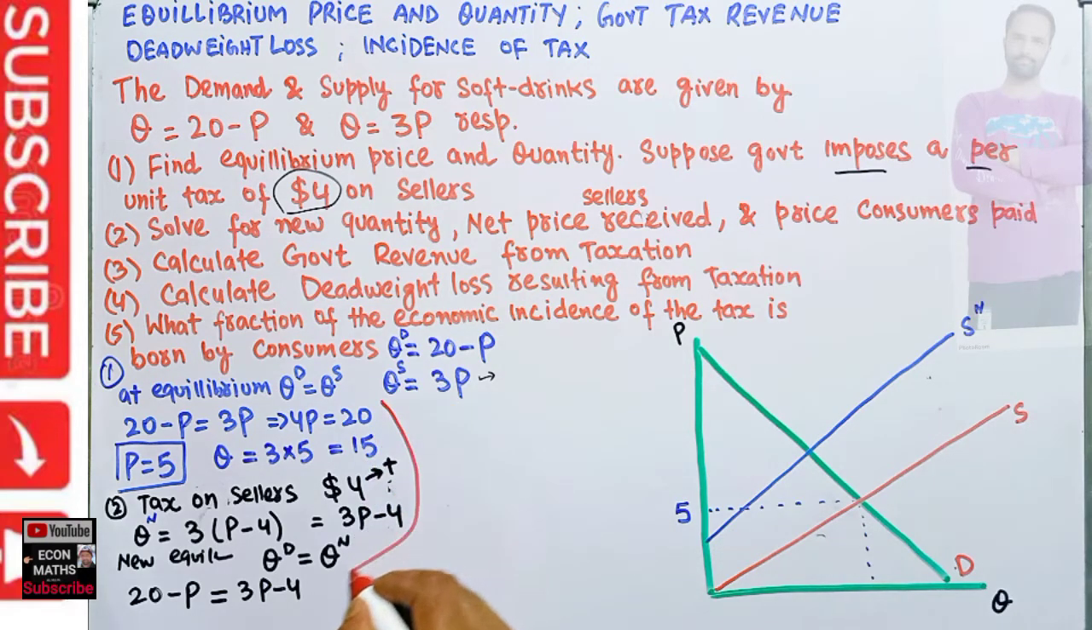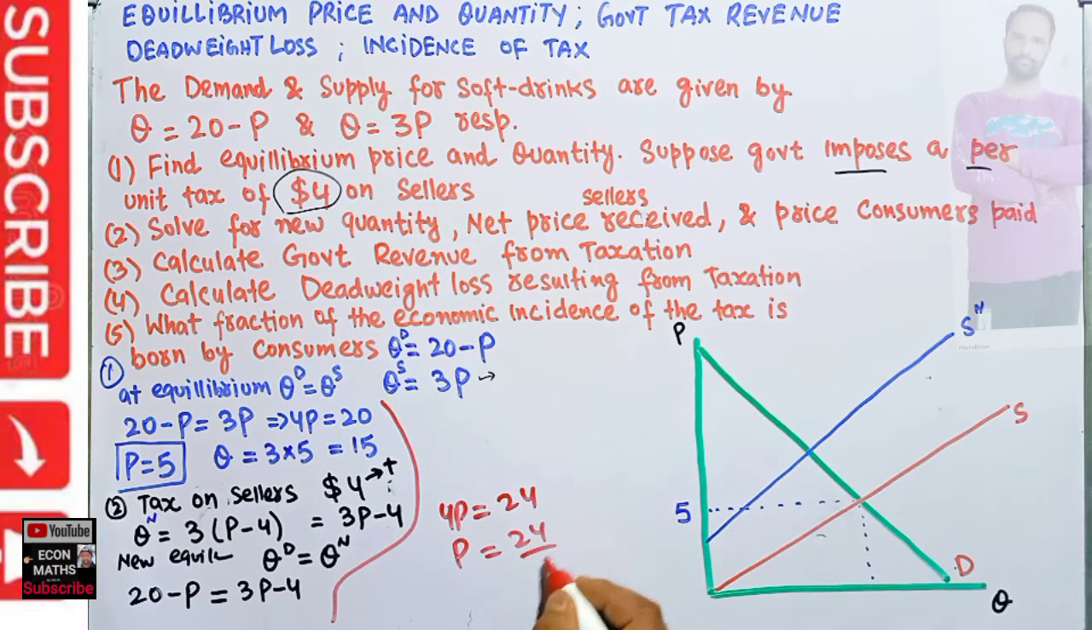Okay, let me try to write it here. So let us solve it for P. Transposing this P here, it will become 4P. So 4P is equal to 20 plus 4. Transposing this minus 4 here, it will become 20 plus 4, so 24. That means our new equilibrium price will be 24 upon 4.